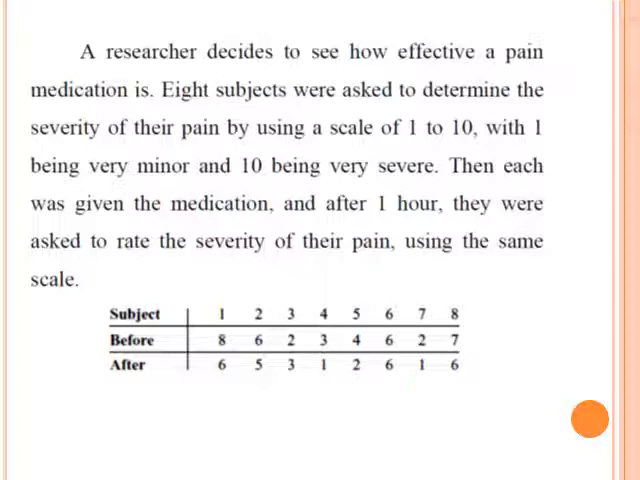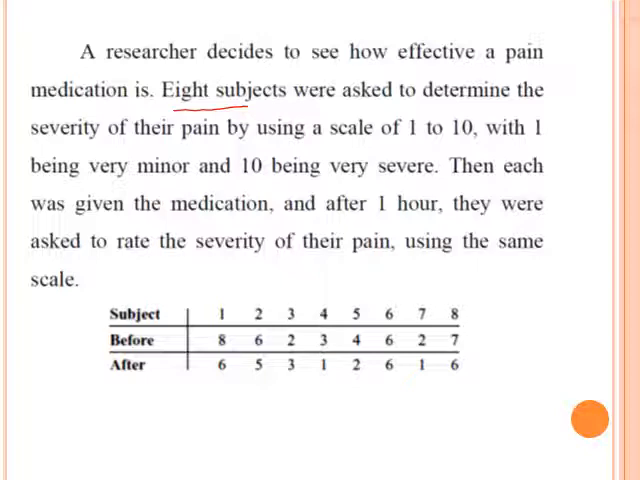Now you have an exercise to practice more about this non-parametric test. A researcher decides to see how effective a pain medication is. We have 8 subjects who were asked to determine the severity of their pain on a scale from 1 to 10, with 1 being very minor and 10 very severe. So you should know how to rank from 1 to 10. Be sure about ranking at this point.